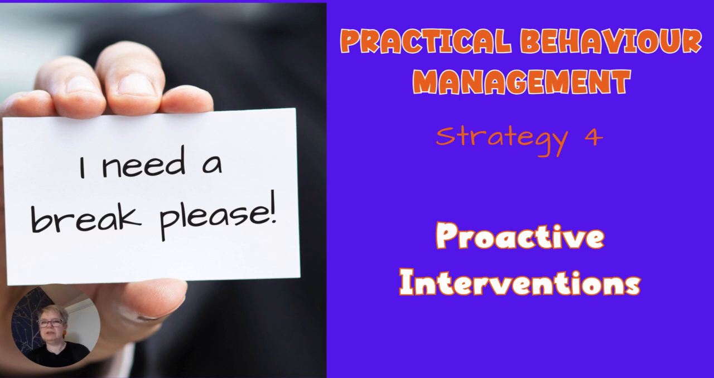Practical behaviour management strategy 4, proactive interventions. So instead of reacting to disruptions, take a proactive approach to prevent them. You can do this by using subtle cues like a hand signal, sticky note, or quiet reminder to redirect a student's attention before their behaviour escalates. Structured transitions. Clearly announce transitions between activities and use countdowns to prepare students. So, for example, you would say, in 2 minutes, we'll put away our books.